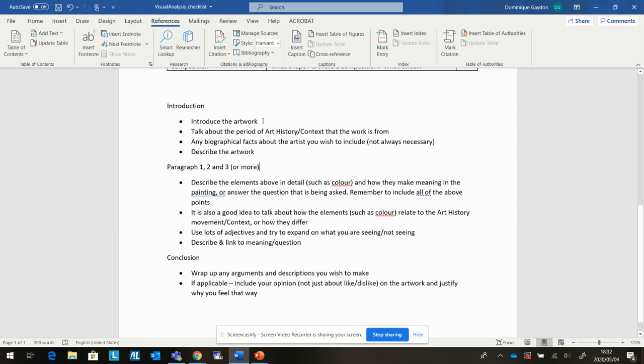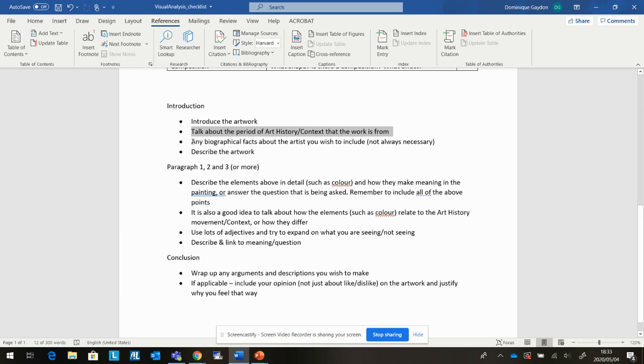So introduce the artwork. With this, talk about the empirical data. What is the title of the artwork? Who's it by, etc. The year leads into the period of art history, the context that the work is from. For example, in South African history, art made before 1994 has very different meaning from art made post-94 because of the end of apartheid.